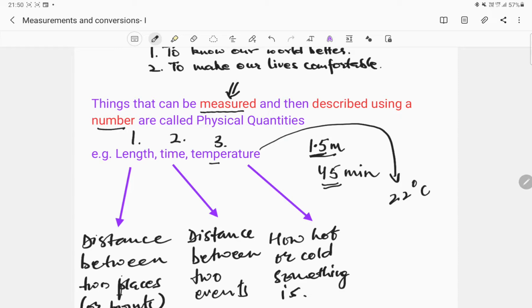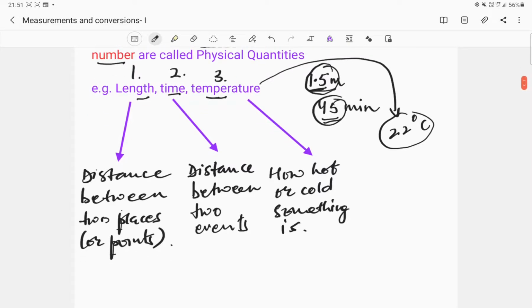Right, so anything that can be measured using a certain instrument and then can be described using a number is called a physical quantity. So I've given you 3 examples: length, time, and temperature. Now I would like you to also think about a few more physical quantities, things that can be measured and then described by a number.